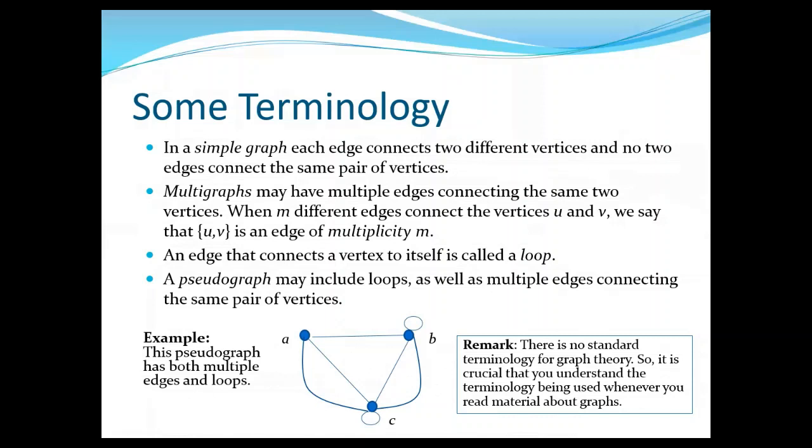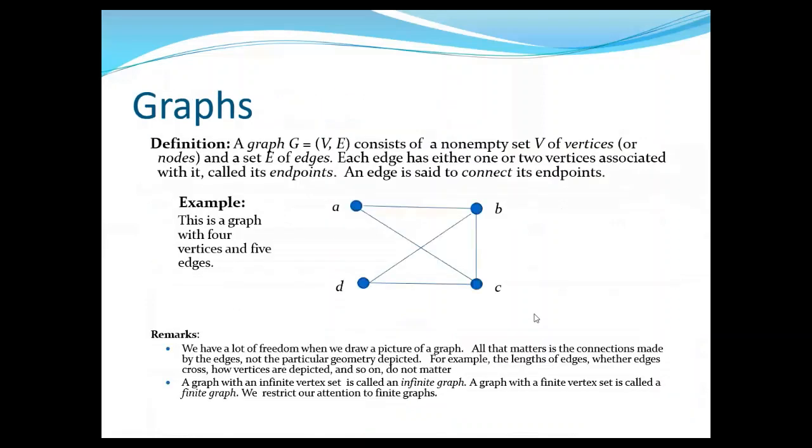If we say simple graph, each edge connects 2 different vertices and no 2 edges connect the same pair of vertices. So we only have one connection between vertices. A good example of this is this graph. Okay, so we have one connection between A and B, one connection between B and C, one connection between A and C, one connection between D and B, and one connection between D and C. So this is considered a simple graph.